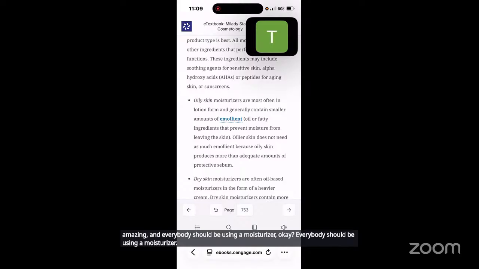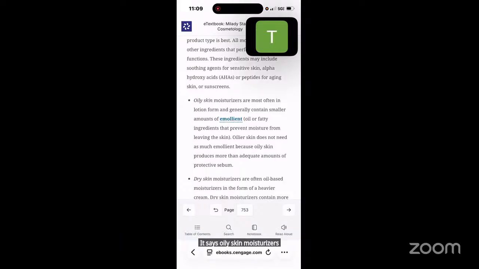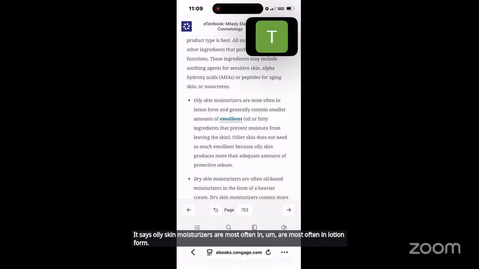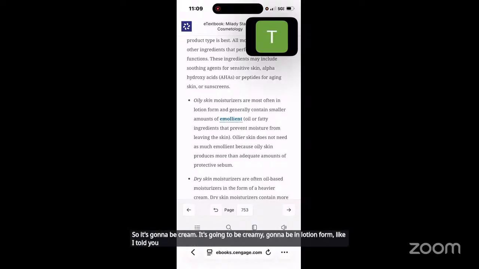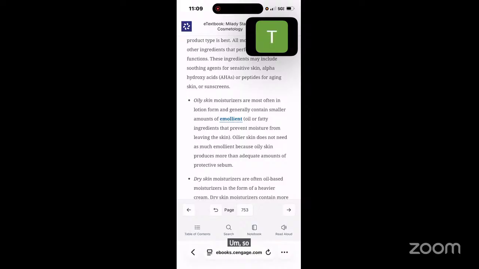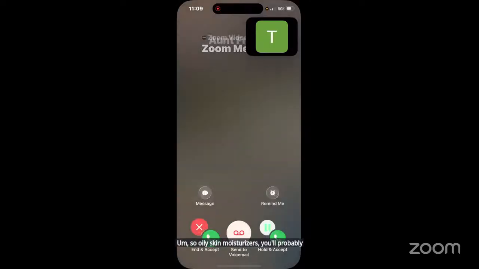It says oily skin moisturizers are most often in lotion form. So it's going to be creamy. It's going to be in lotion form. Like I told you, one thing between a cream and a lotion: some creams are in containers, and lotions are in pumps. Okay. So oily skin moisturizers, you'll probably find that in pumps.